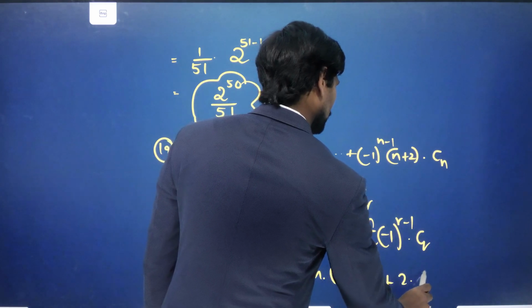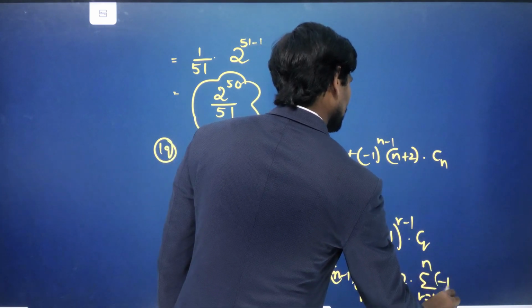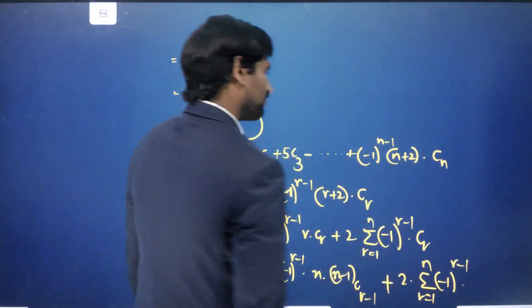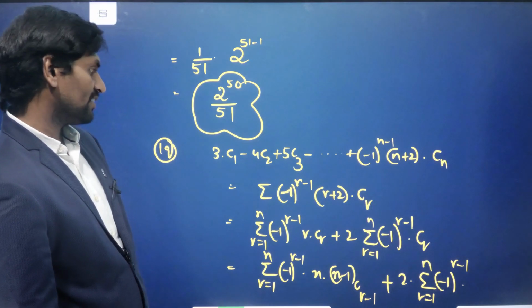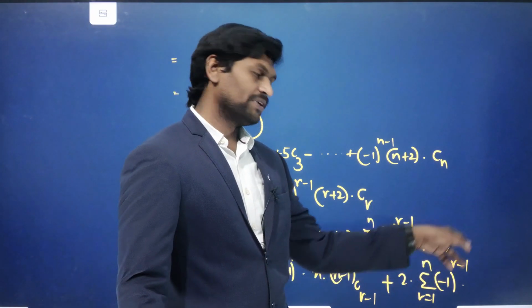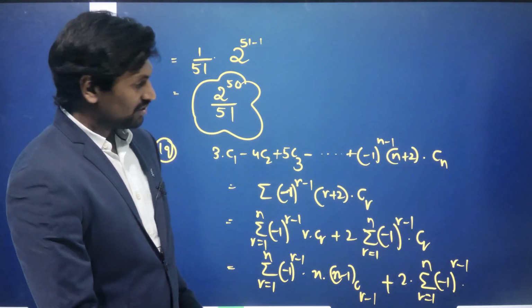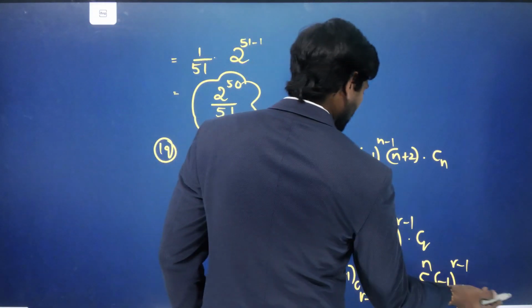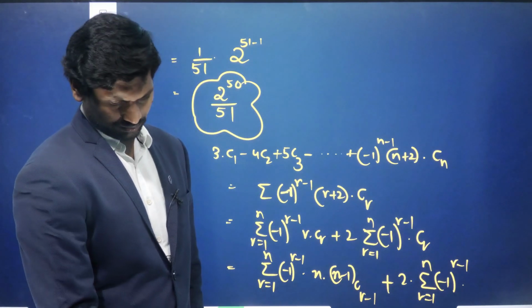Plus this one also 2 into sigma r is equal to 1 to n, here minus 1 power r minus 1 and Cr is nothing but C1, C2, C3 like this, means C1 plus C2 plus C3 like this we can write. So this will be 2 into Cr, that means only Cr we can take.